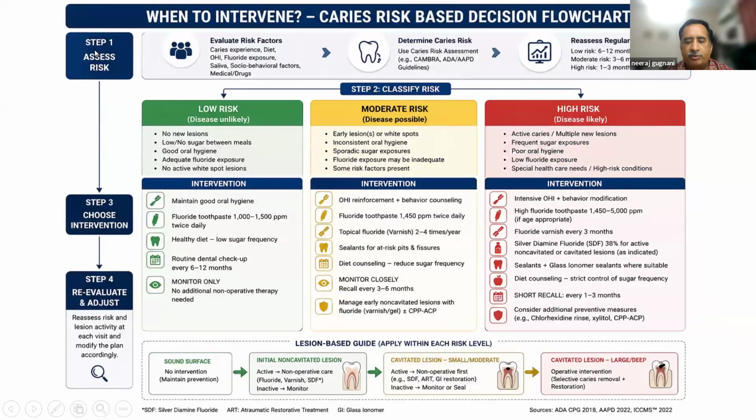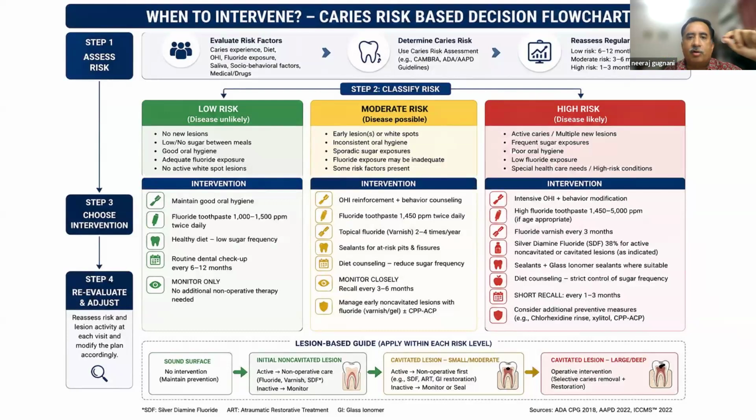So the flowchart given by the ICCMS doesn't jump directly to the treatment modalities. It asks us to assess the risk. Only and only if the risk is moderate or high, we have to manage these early carious lesions. You have to focus on this in your answer sheet or in the viva.